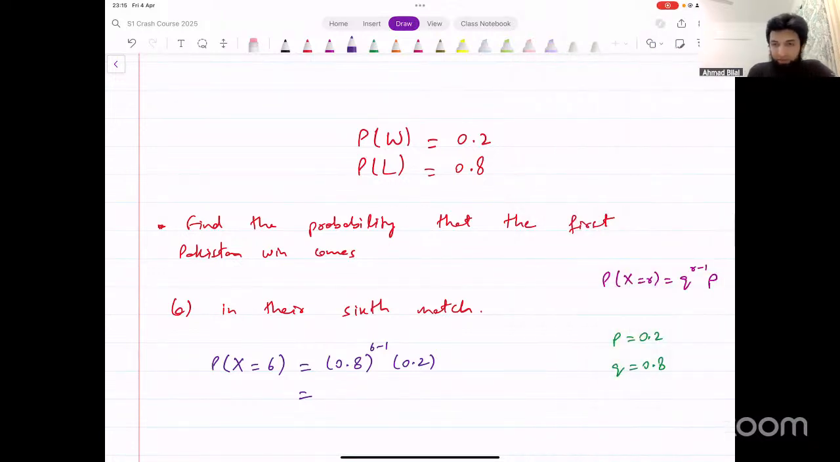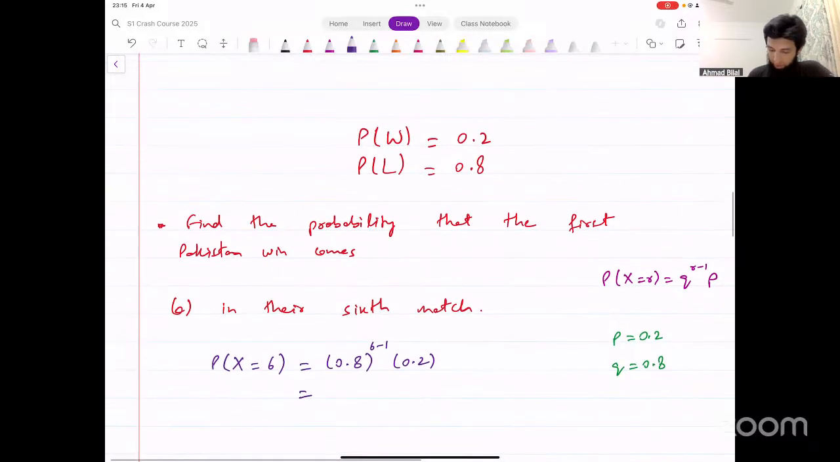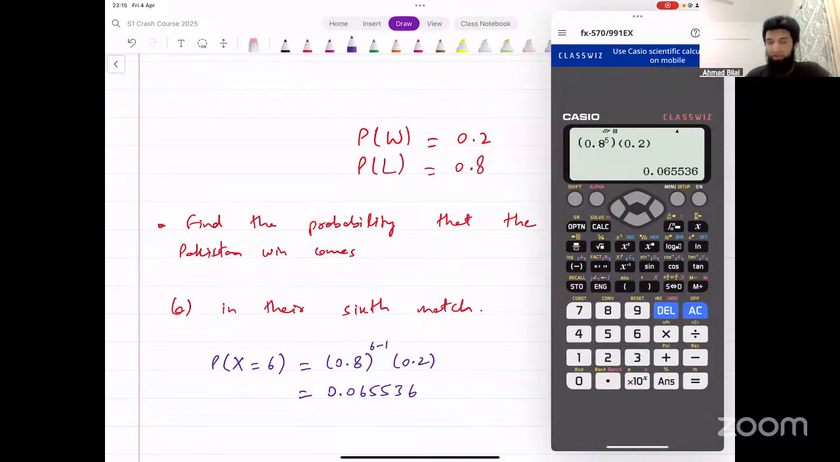Point 0.065536. This is an exact number. This is not something that is non-exact. Non-exact is when you have decimal places continuing forever, they're not ending. This is an exact number. You can leave it like this as well. You don't necessarily have to round it off to three significant figures. You can leave it as your final answer as well, as it is 0.065536.